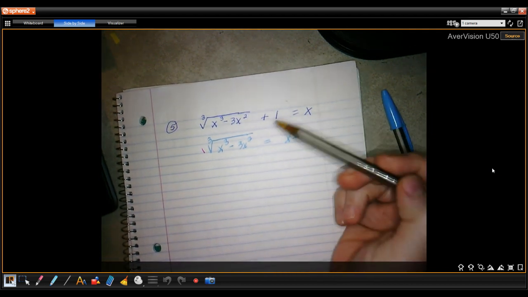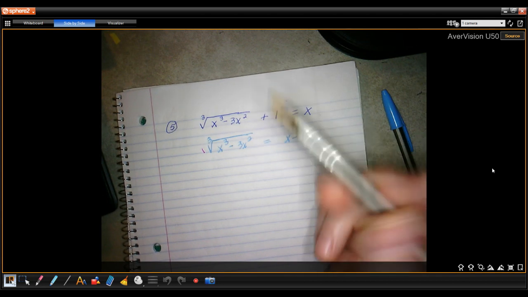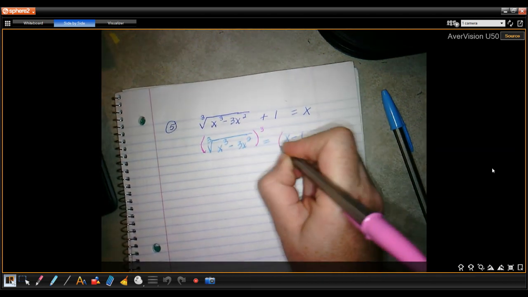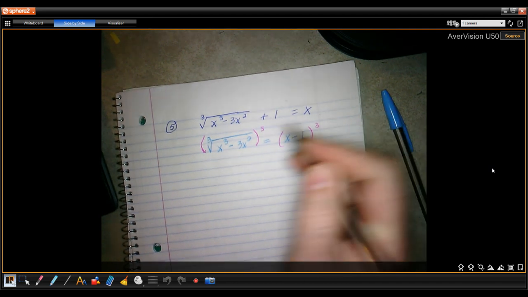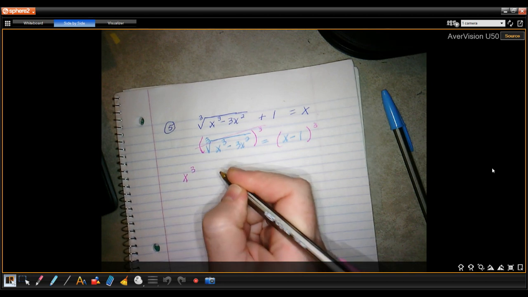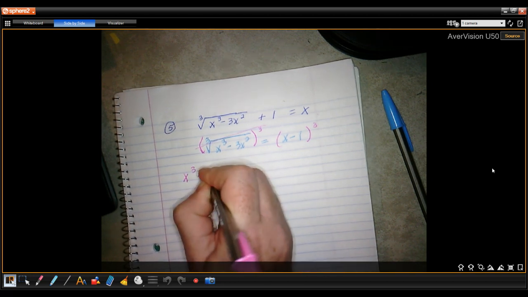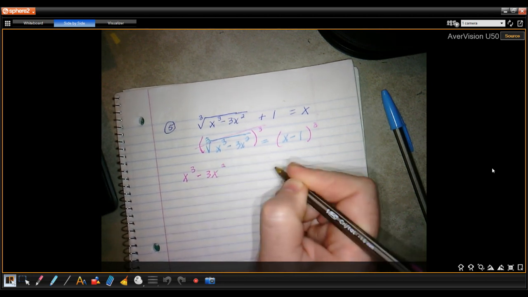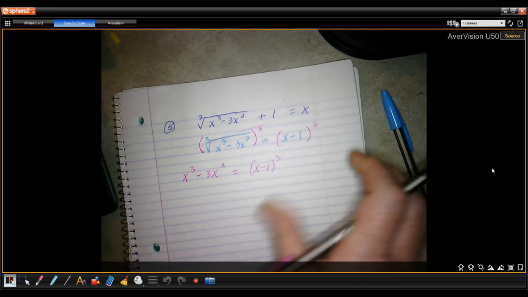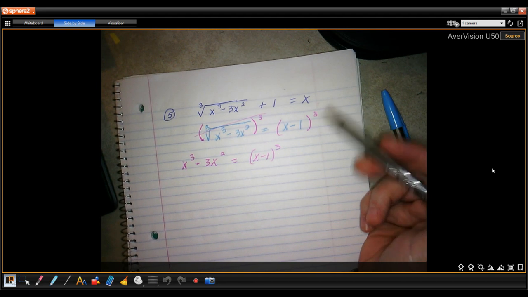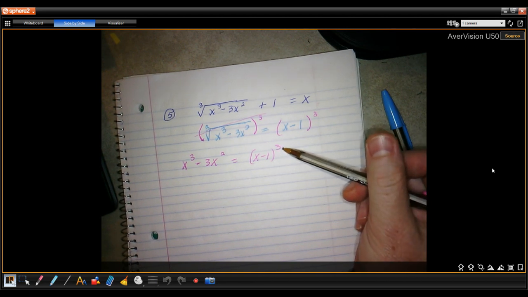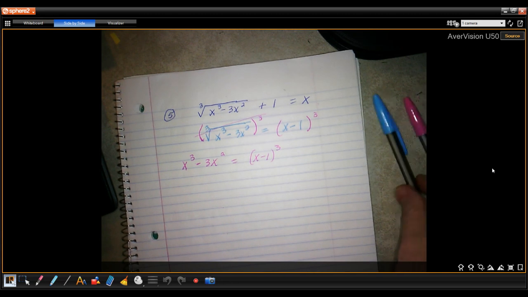Okay, now to get rid of the cube root, we all know you have to cube both sides, and that cancels out. So then you're left with x cubed minus 3x squared equals x minus 1 cubed. Okay, now for the fun part. You could use Pascal's triangle because it's cube, but I would not use Pascal's triangle because it's only a cube. I would just do the math.